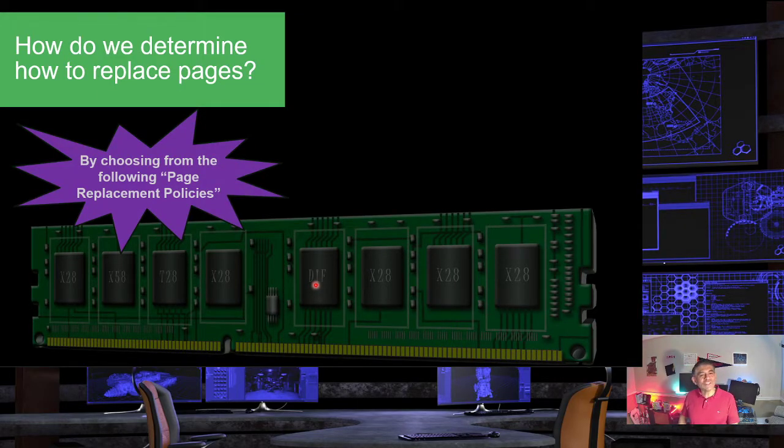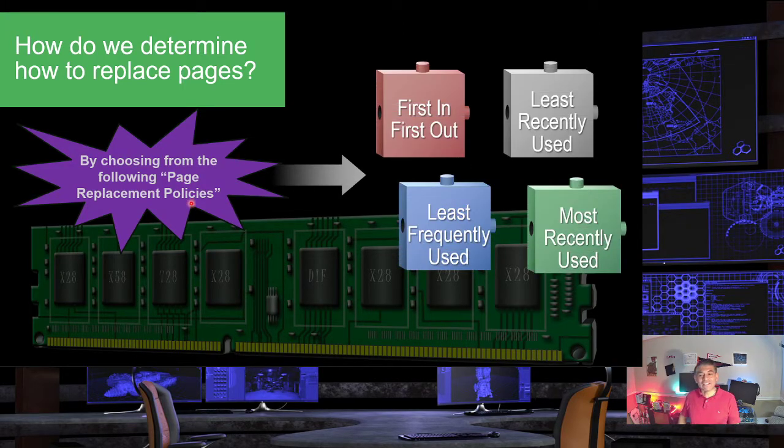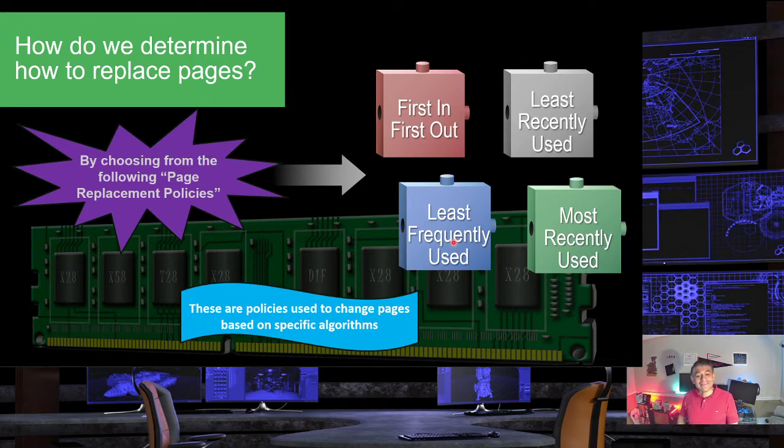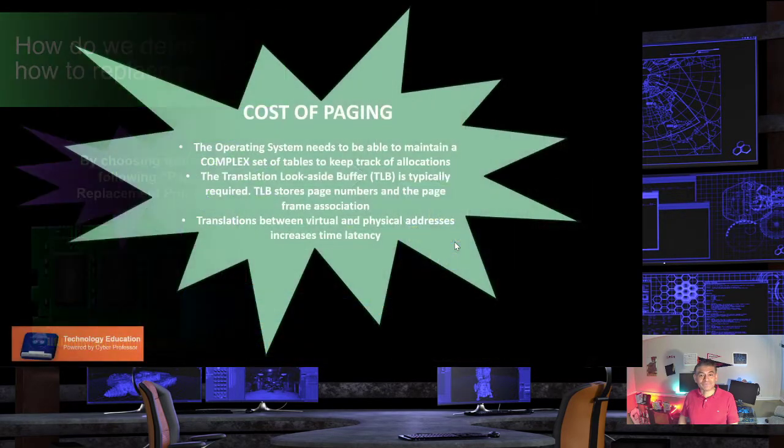So how do we determine how to replace pages in our computer system? We do that by choosing from the following page replacement policies: first in, first out, least recently used, most recently used, and least frequently used. These are policies used to change pages based on specific algorithms.